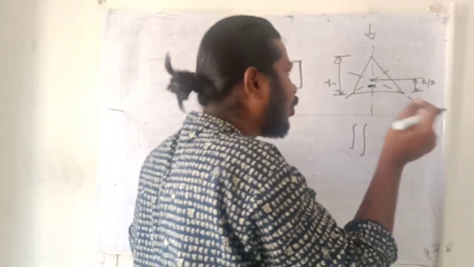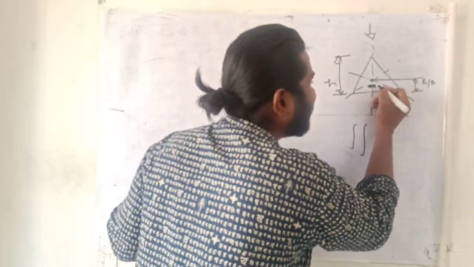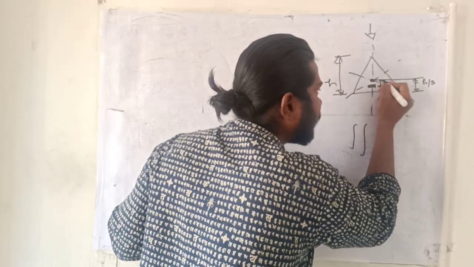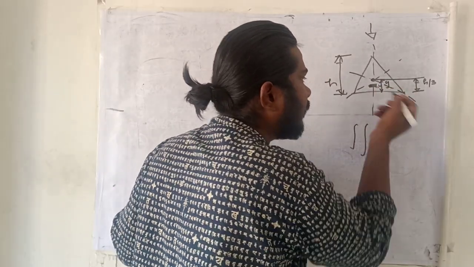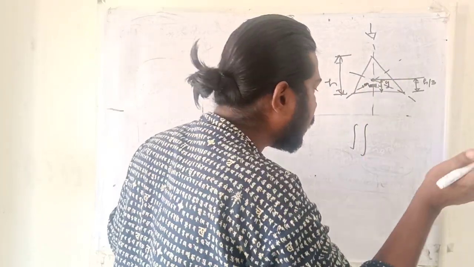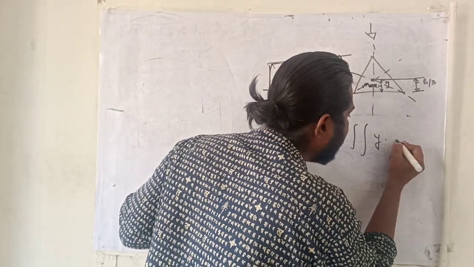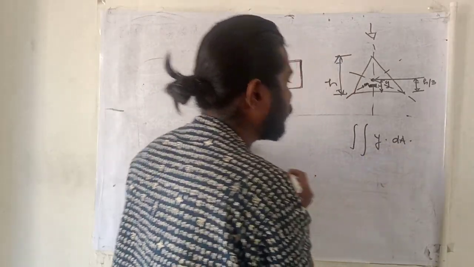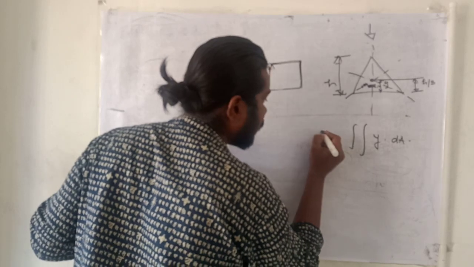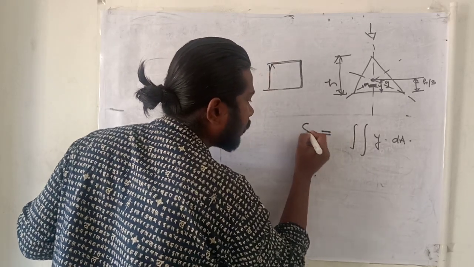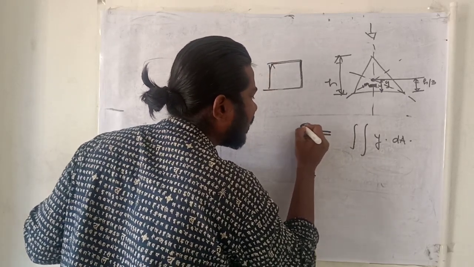The first moment of area: if at this point I have taken an infinitesimally small particle, at a distance y, having an area of dA, you can find out the centroidal location, basically denoted by S, like you can take anything.